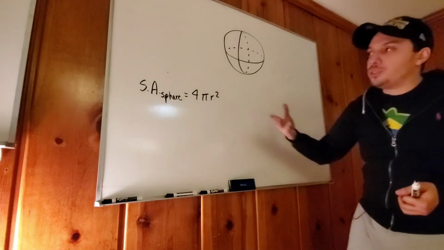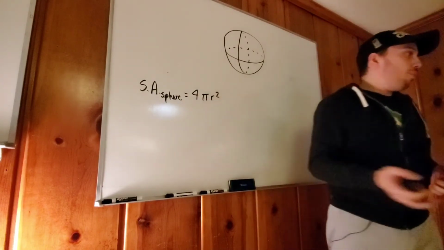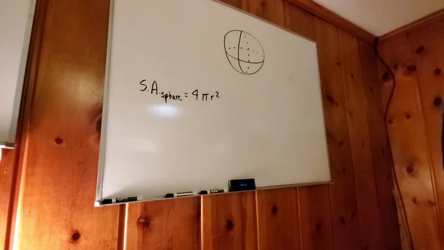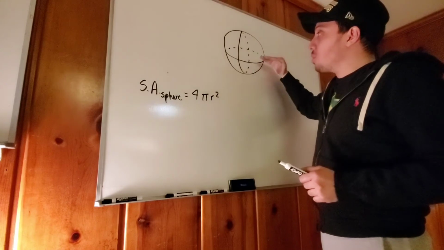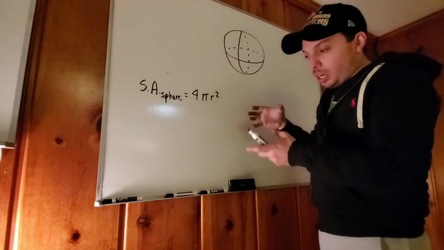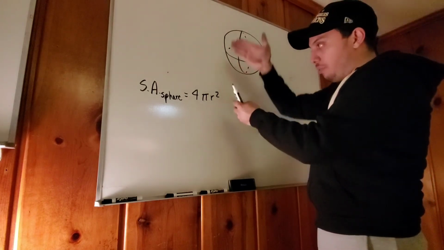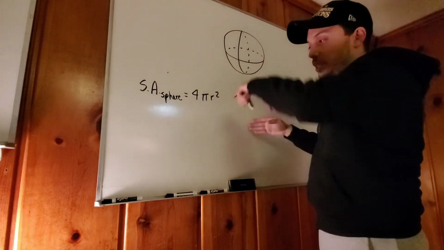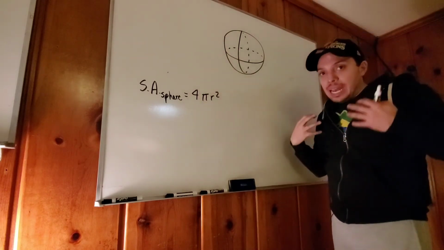So just know that the formula for the surface area of a sphere is 4 pi radius squared. It all has to do obviously with the center of the sphere. If you cut an orange this way, right through the middle, it's going to be a circle. And if you cut it this way, obviously it's still going to be a circle. So it has to do with the area of the circle.